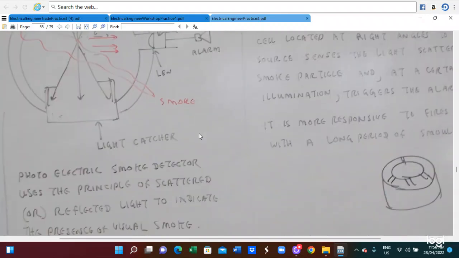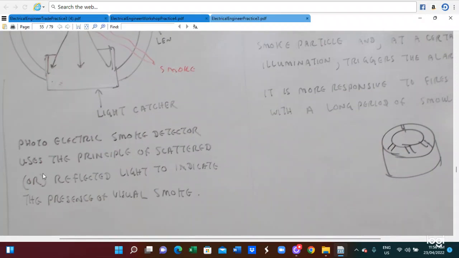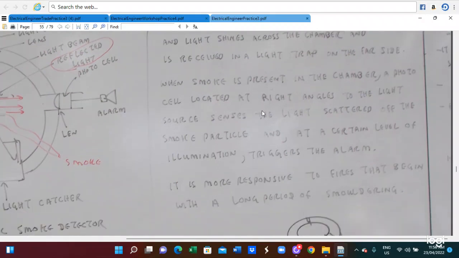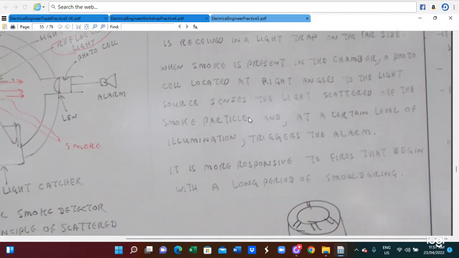The photoelectric smoke detector uses the principle of scattered or reflected light to indicate the presence of visible smoke. In the absence of smoke, the chamber is dark and the light shines across the chamber. When smoke is present in the chamber, a photo cell located at a right angle to the light source senses the scatter from the smoke particles at a set level of illumination to trigger the alarm.